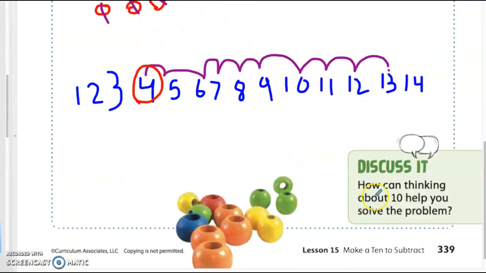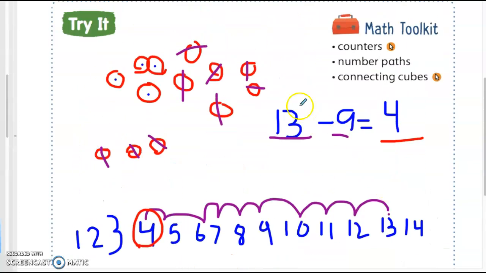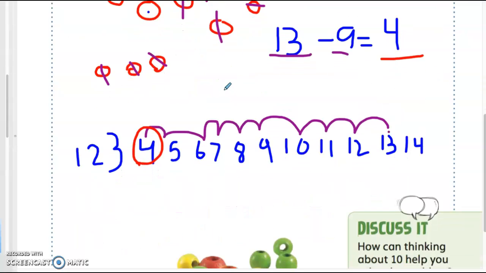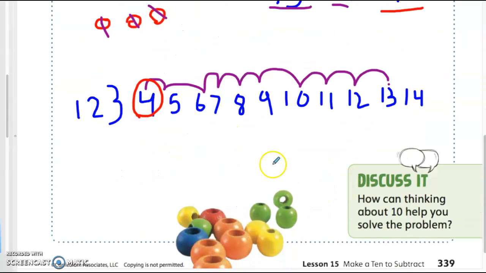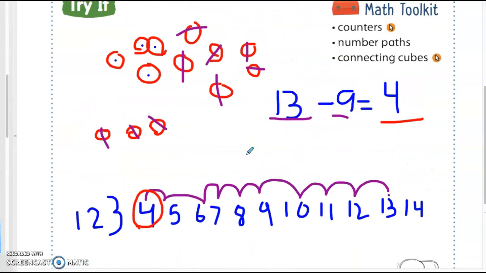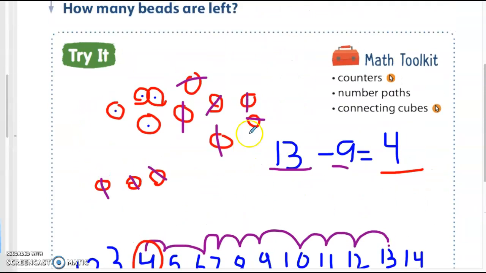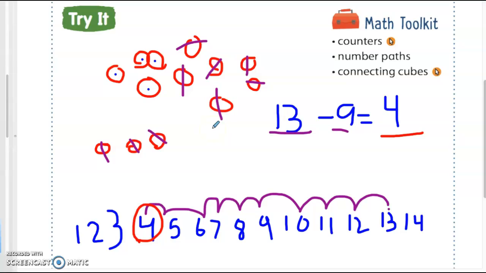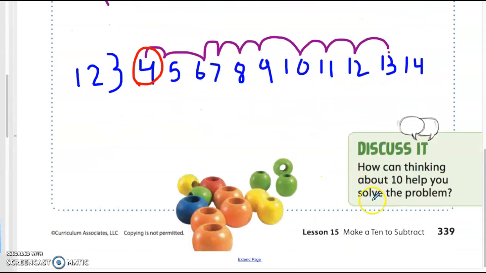Let's go back to this question right here. How can thinking about 10 help you solve the problem? Well, like I did up here, my brain just goes to 10. How can you think about 10 to help you solve the problem? Well, my brain sees 10. It's a lot easier for me to see 10 than 13. So that's how I use 10 to solve the problems.